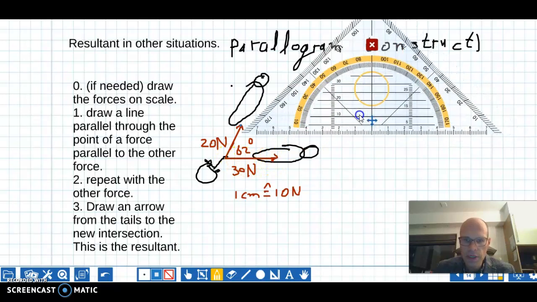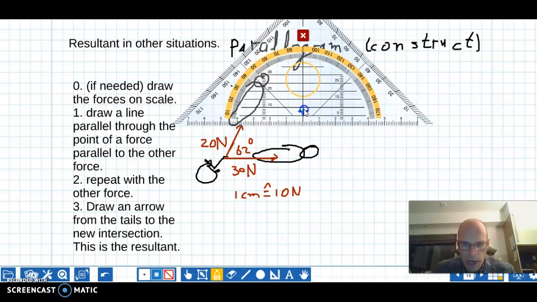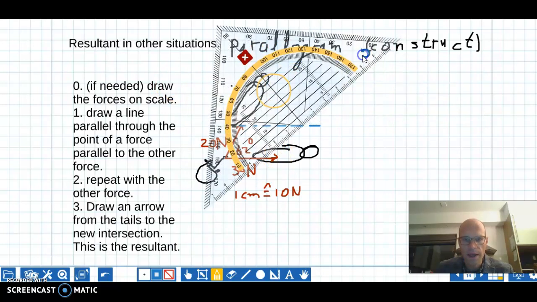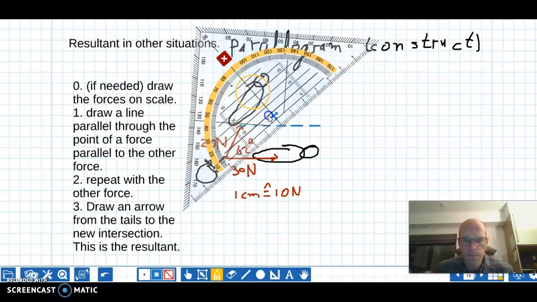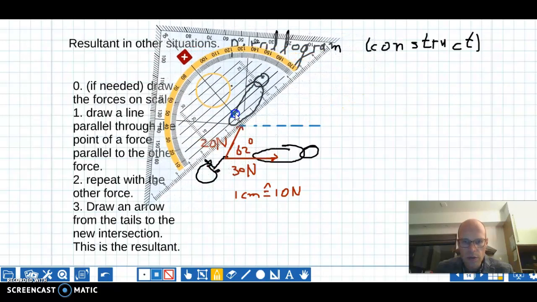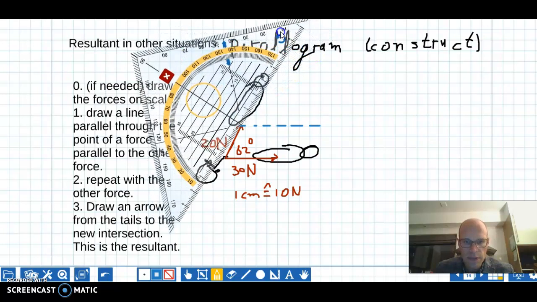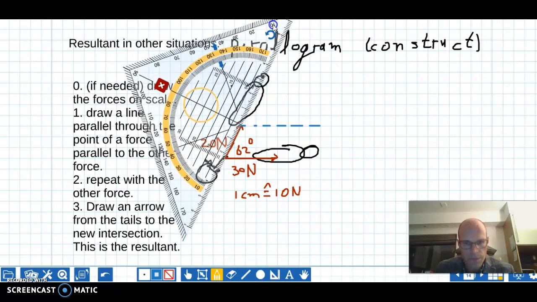So I'm grabbing my geo and I'm holding my geo parallel with the other force, and then most of the time I make a dotted line like this. And now I need to repeat it with this one. So first I need to make sure my geo is parallel to that line, and for that we have these nifty lines on the geo.